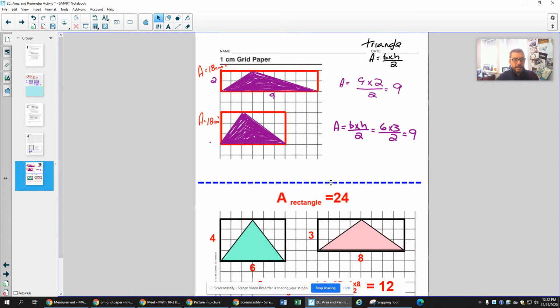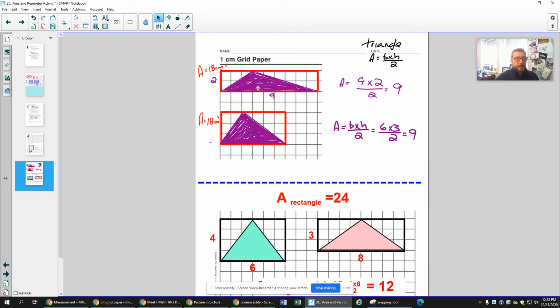And then the last part of the activity was trying to make the connection between area of rectangles and area of triangles. So if I have 18 centimeters squared as the area I'm working with, I went 2 by 9, and I also went 3 by 6. So if I know my area, what 2 numbers multiply to give me 18? So that gives me 2 by 9 is 18, 3 by 6 is 18.